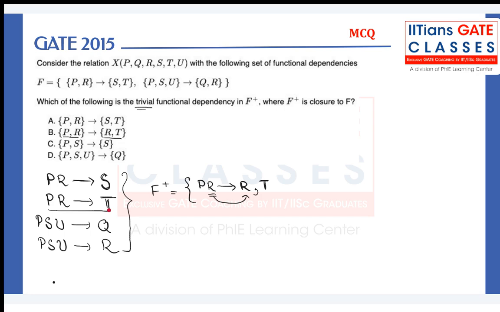Okay, with me till now? Now, PSU derives Q also you can get because that is one part of the original set of functional dependencies. You can see, right? PSU derives Q.